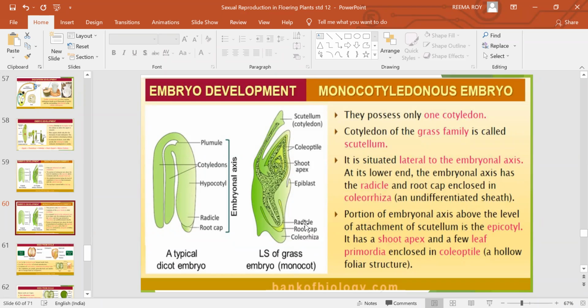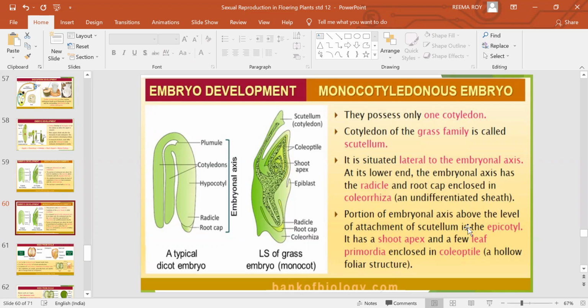ठीक है. Radicle है which forms into root. और उसका root cap ही है. और root cap is enclosed in coleorhiza. This is the extra thing in monocotyledon. And next, the other extra thing, the portion of embryonal axis above the level of attachment of scutellum, which means cotyledon, is the epicotyl. ठीक है.